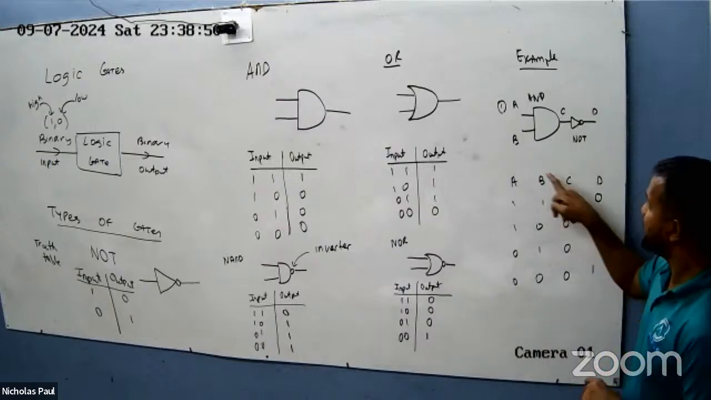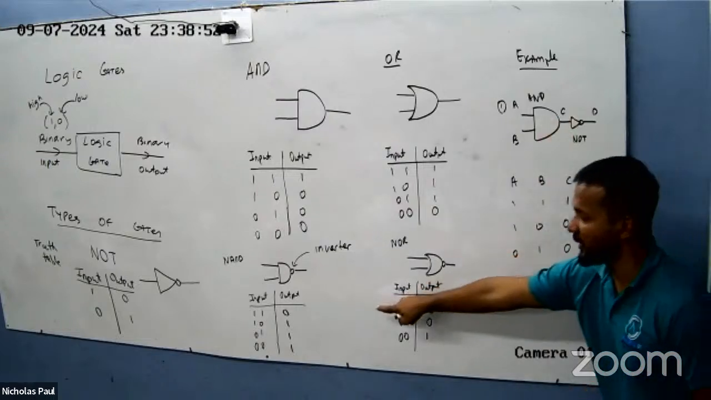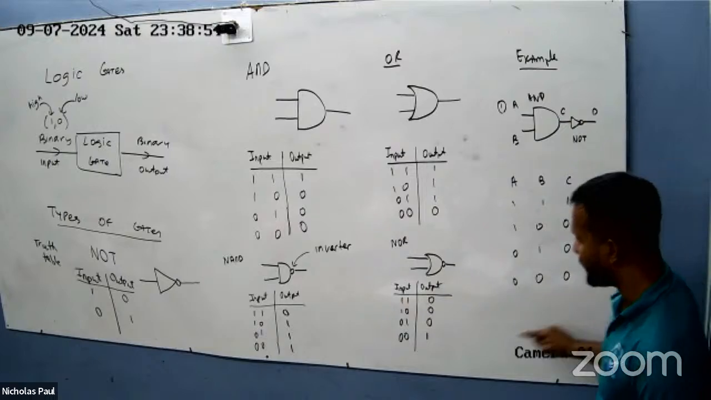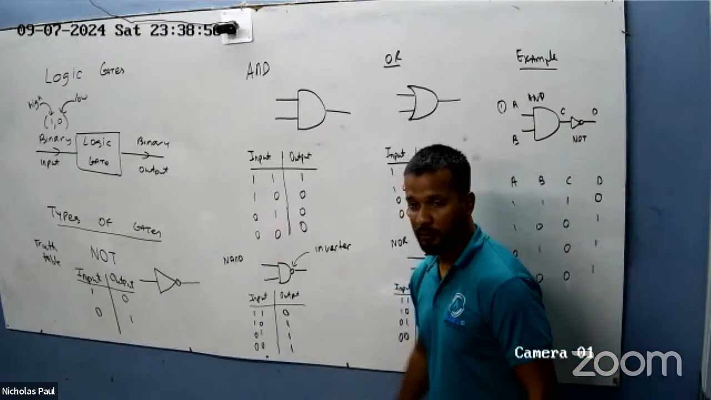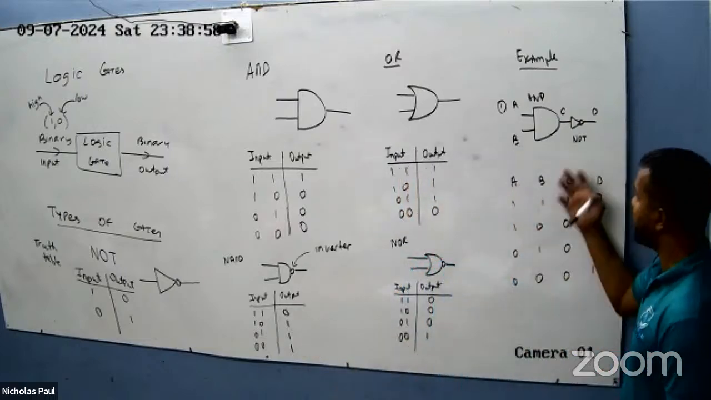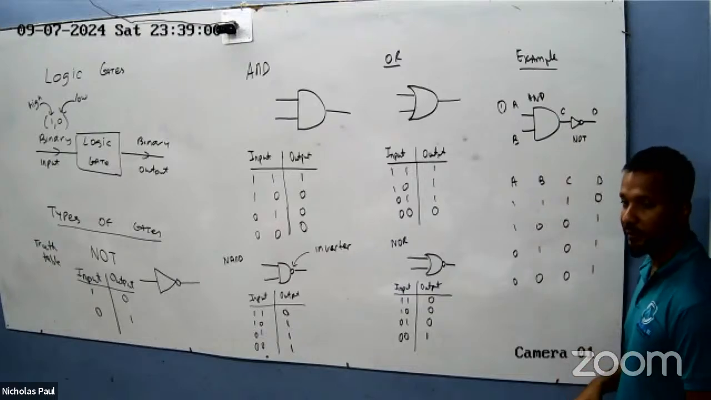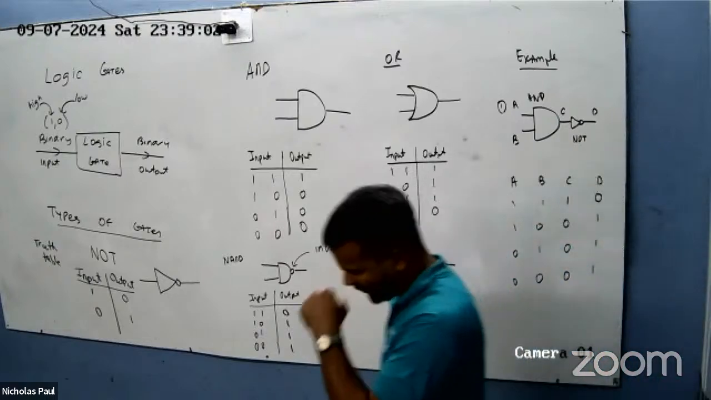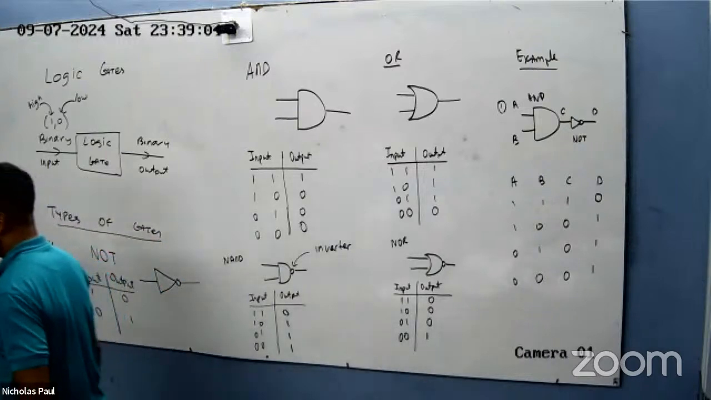NAND. These two gates behave just like a NAND gate. 0, 1, 1, 1. Okay, enough? So these two gates behave just like a NAND. Copy down. Let's try the next one.